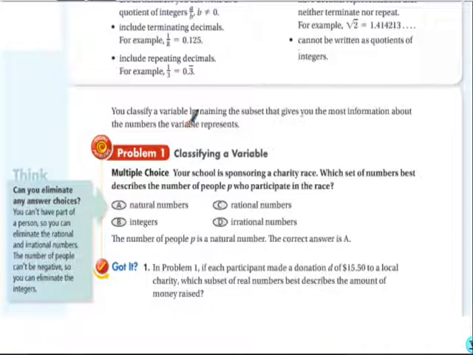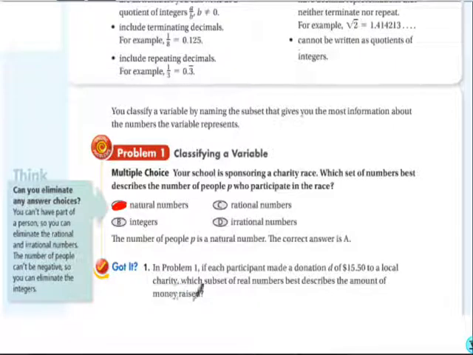Your school's sponsoring a charity race. Which set of numbers best describes the number of people who participate? The correct answer here is A. People who participate, that's natural numbers. I suppose there's not a whole lot to do here. P is a natural number.